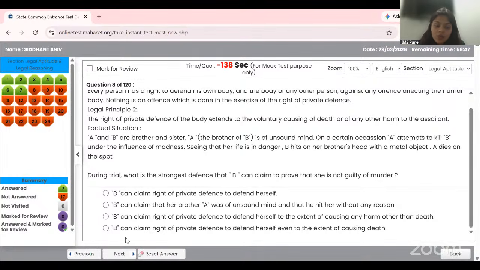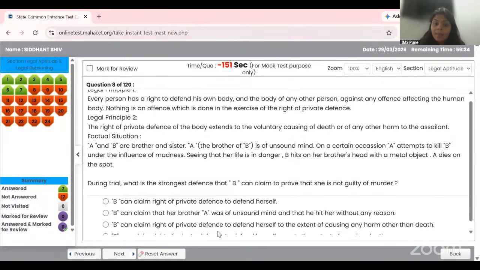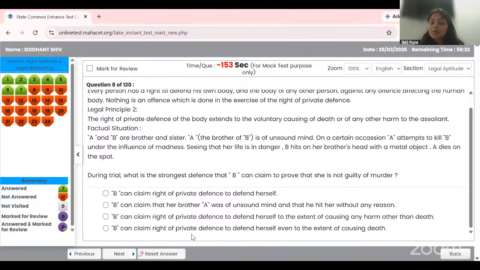Okay. Next option, B can claim right of private defense to defend herself even to the extent of causing death. Now, what is the difference between A and D? A is also talking about private defense, that is there. But D is explicitly mentioning that I had a right to defend till the extent where I can also cause the death of the person, which is mentioned in your second principle, and death happened here. So D is a complete answer in this case.